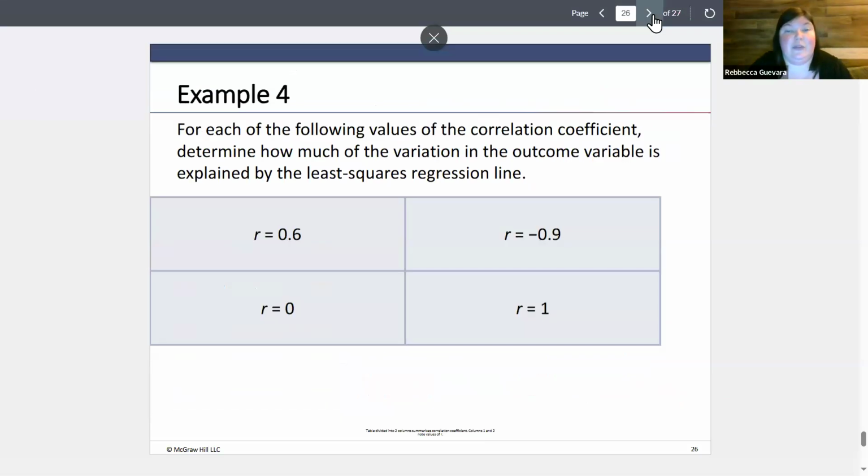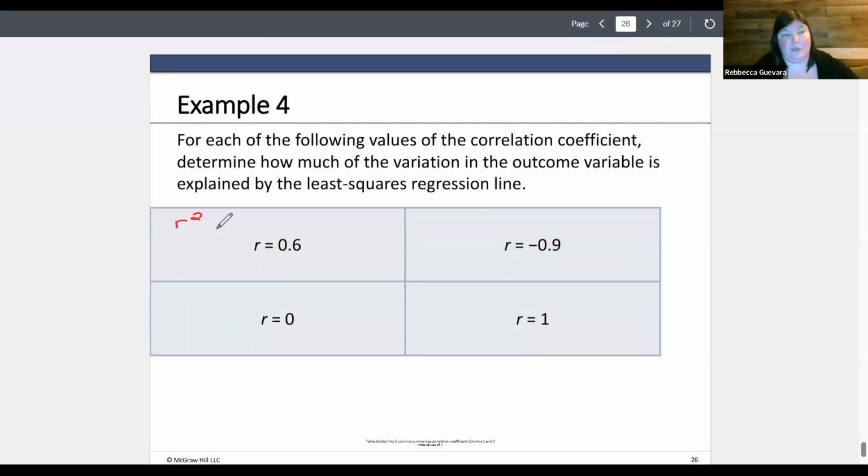So for each of the following values of the correlation coefficient, determine how much of the variation in the outcome is explained by the least squares regression line. So in this case, we have R is going to be 0.6, and then R squared is going to be 0.6 squared. So that's going to be 0.36. So 36% of the variation that we're going to see in the outcome variable is explained by the least squares regression line.